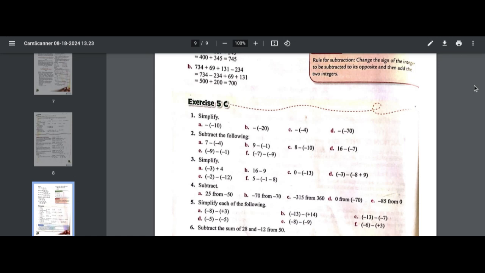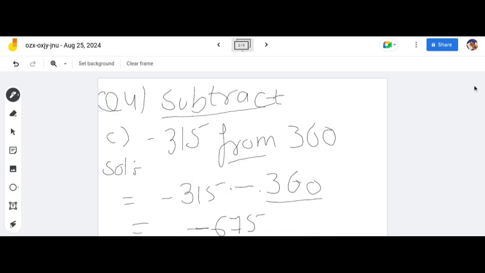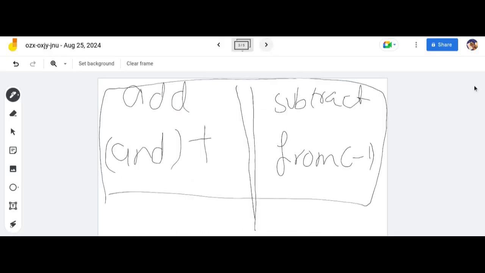Don't think that they will give you a question like from exercise 5C 1, 2, 3, 4 and 5. They might give you a question like this sixth part. Remember that if they put sum, you have to do the addition. If they put subtract, you have to do the minus. If they put and, you have to do the addition. If they put from, you have to do the subtraction.